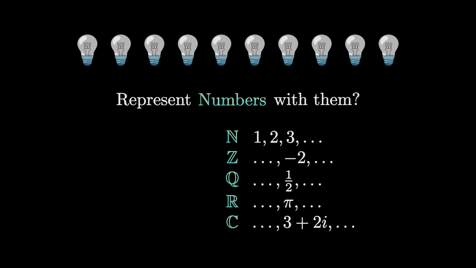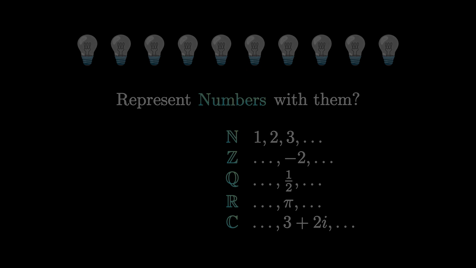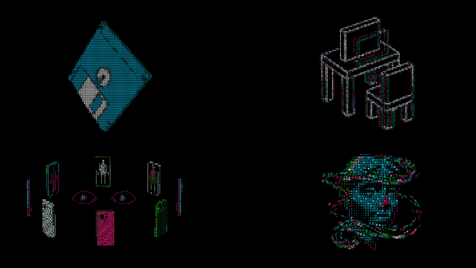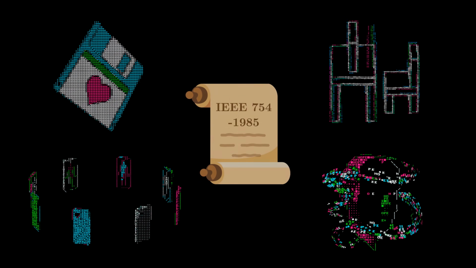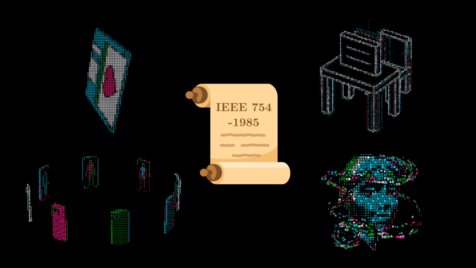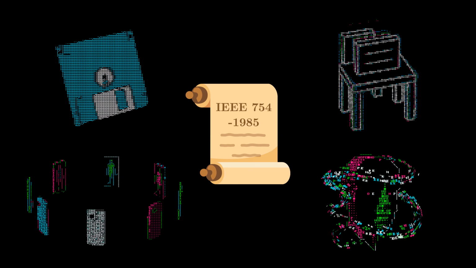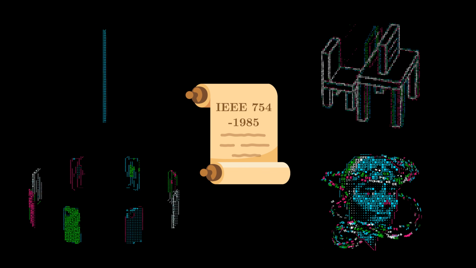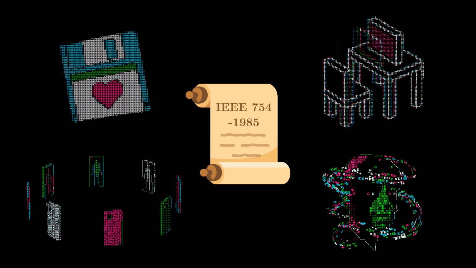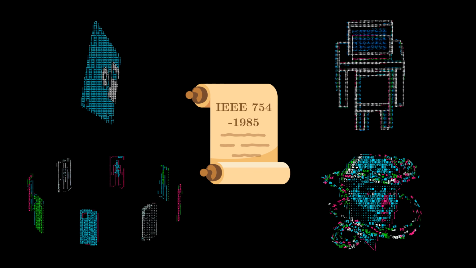This question may sound absurd, but one answer to it has made the digital world we live in today possible in the first place. For this purpose, an international standard was formulated in 1985, which is now implemented in almost all computer systems. In this video, we will rediscover that standard intuitively. So let's start with natural numbers.